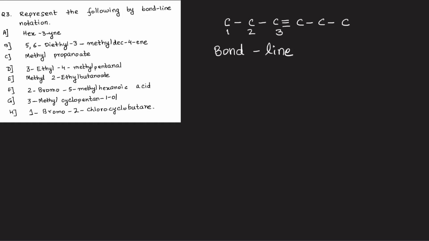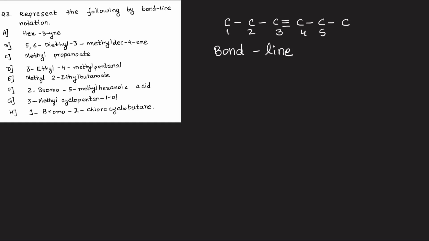That means this type of representation tries to concentrate more on the bonds between the atoms rather than the actual number of atoms which are present in the compound. Unlike the Lewis structure or the structural formula or the condensed formula where we also take care of the hydrogen, bond line notation tries to depict the bonds. So let's depict the bonds between the carbon atoms in hex-3-yne.